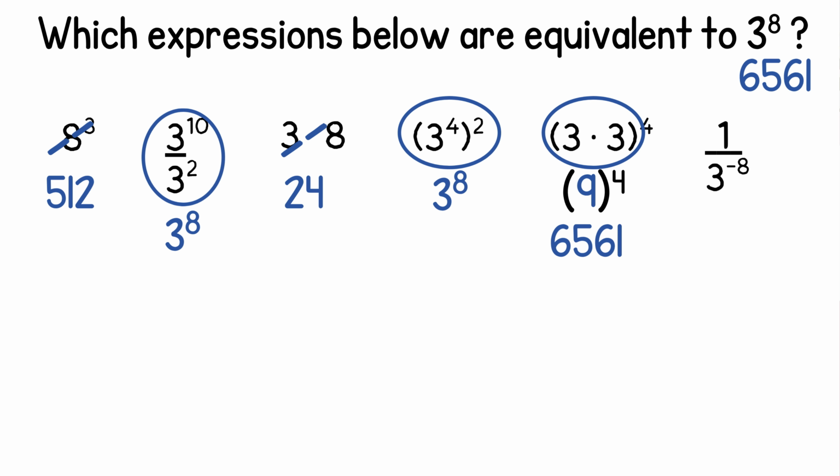Now let's look at the last one, which is 1 over 3 to the negative 8th. So to make a negative exponent positive, we need to switch where it is on the fraction. So now we'll put 3 to the 8th on top of the 1, which just simplifies to 3 to the 8th power, and this matches what we were given. So this one is also equivalent.